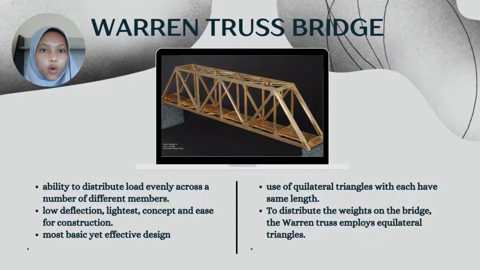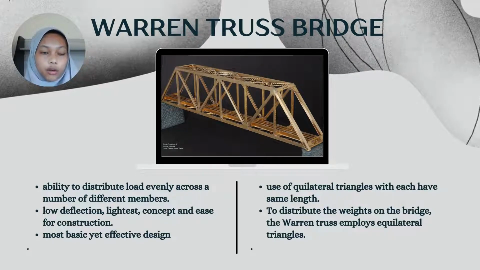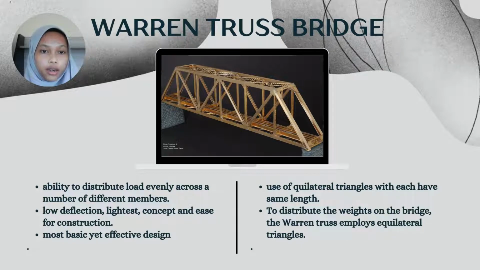Okay, our group chose Warren Truss Bridge. Warren Truss Bridge was patented by James Warren in 1848 in England. Why we selected this bridge is because of its ability to distribute load evenly across a number of different members, and low deflections, lightweight concept, and ease of construction, especially for road constructions. Most basic yet effective design.